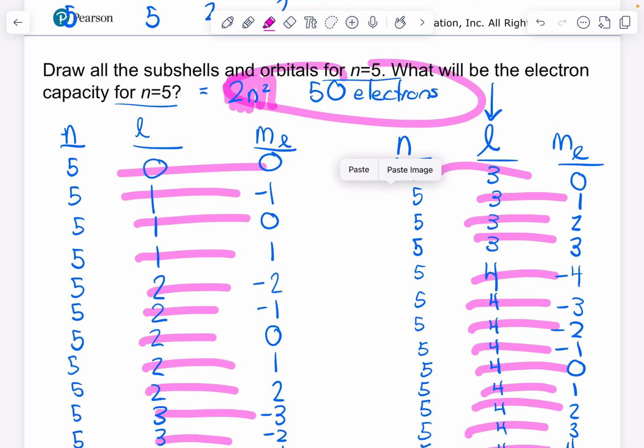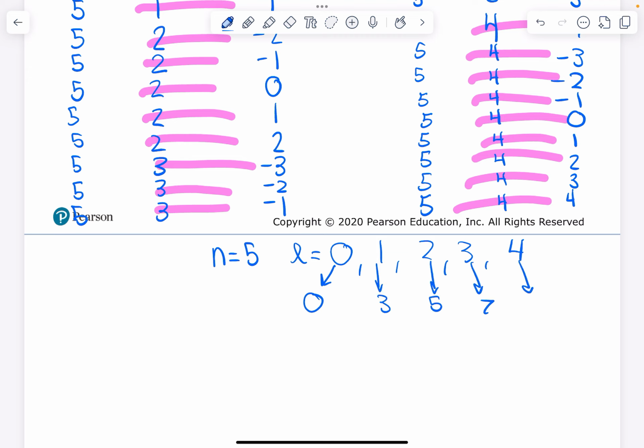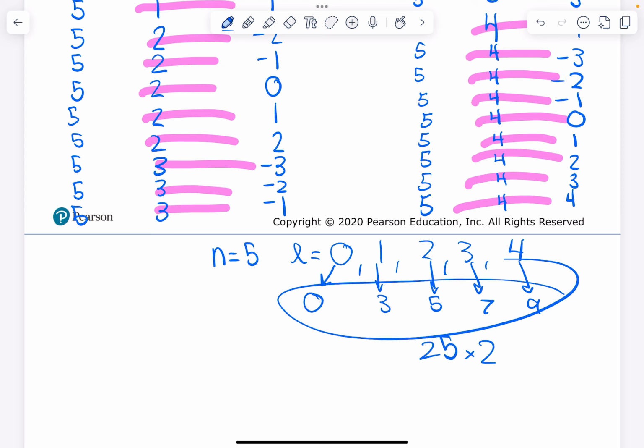Okay? I guess just real quick, one shorthand way of doing that is, if you had N equals 5, you could write out the N value and the L values, 0, 1, 2, 3, 4. And then you could just write out how many M sub L values there are, because like I told you before, they go in odds. Then if you add all of these together, that's 25, times 2 for the number of electrons, or 50 electrons. So just a few different ways to do a question like that.